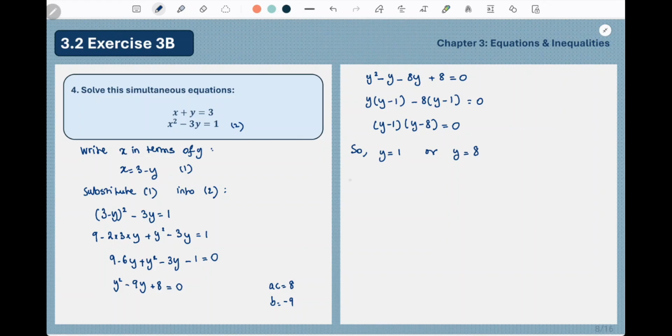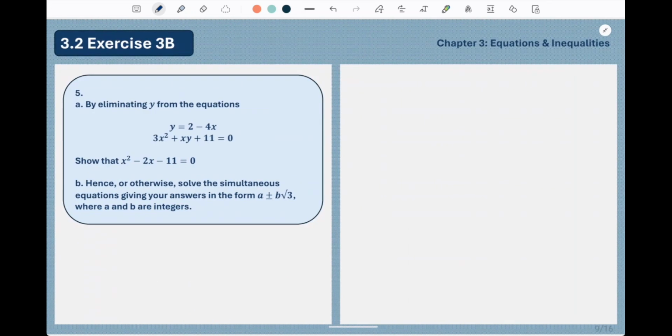The solutions are eventually, it's easy for me to use this one to find x. So for y equal 1, what will x be? Again, we're using this one. 3 minus 1 is 2, so x is going to be 2. And for y equal 8, x is going to be 3 minus 8, which is minus 5. These are the solutions for this simultaneous equation. Easy and simple. So we shall move to the next one.